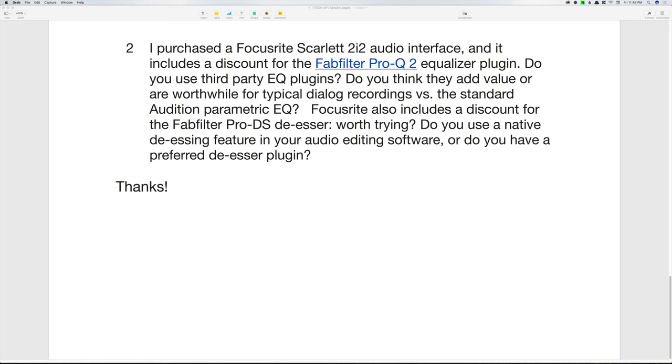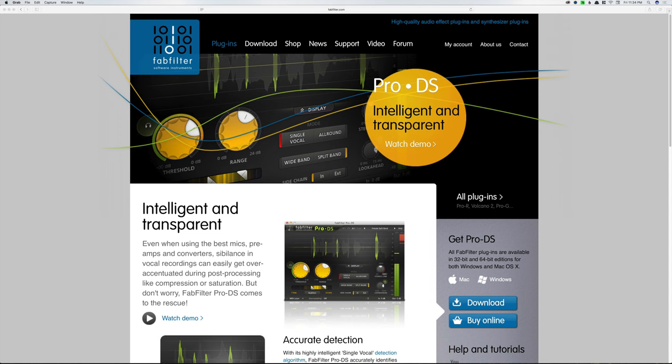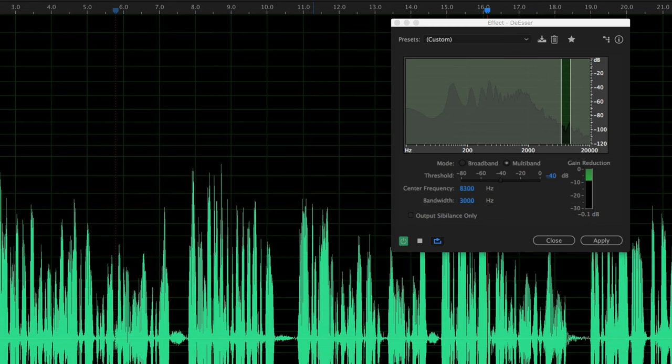You also asked about de-essing. You said you also get a discount code for FabFilter's Pro DS, and you ask, is that worth trying? The de-esser in Audition is actually pretty good. It gives you all the settings you need to do a really effective job at de-essing and getting rid of sibilance. But it takes time.